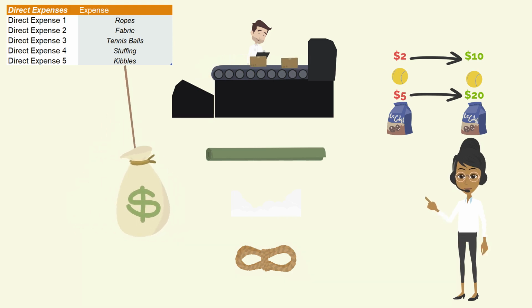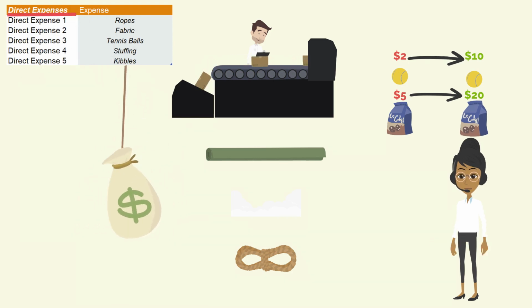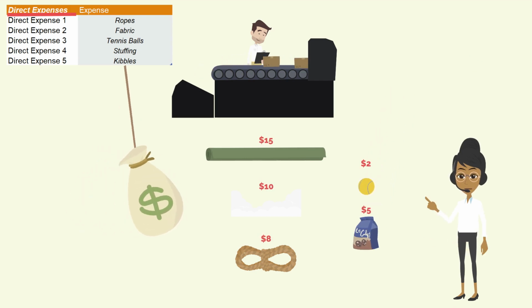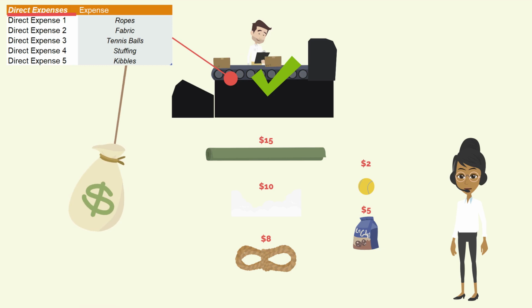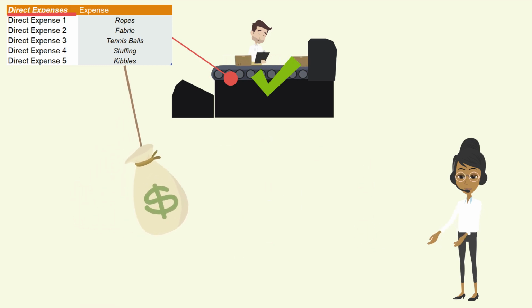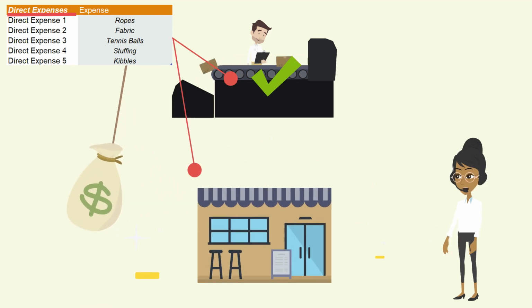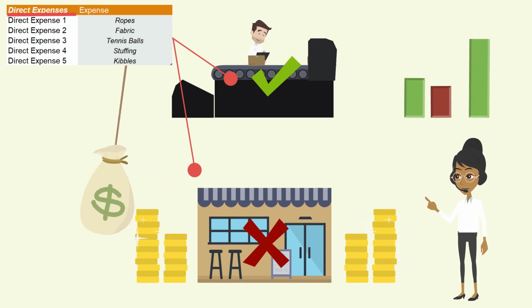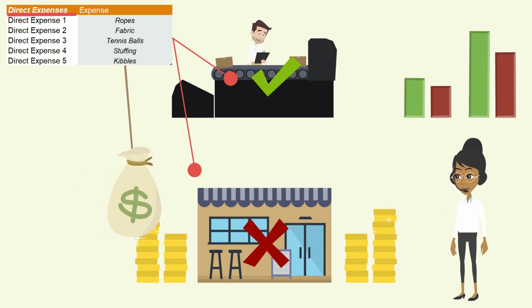These expenses are called direct expenses. Direct expenses are all expenses incurred to create and sell products that a company offers to their clients. These expenses are usually unrelated to running the business. The more you produce and sell, the higher these costs will be.